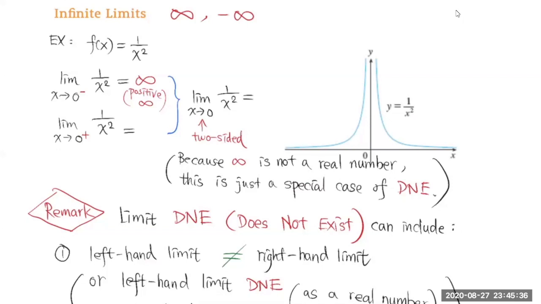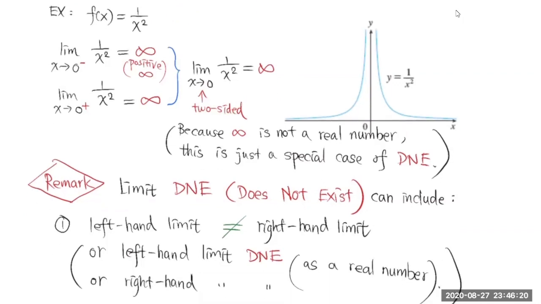Now, what about when x approaches 0 from the right side? Remember we have to go along the curve. Again, you see that 1 over x squared keeps on going up, and it goes to positive infinity again. So that's equal to positive infinity. The two-sided limit right here will also be equal to positive infinity.